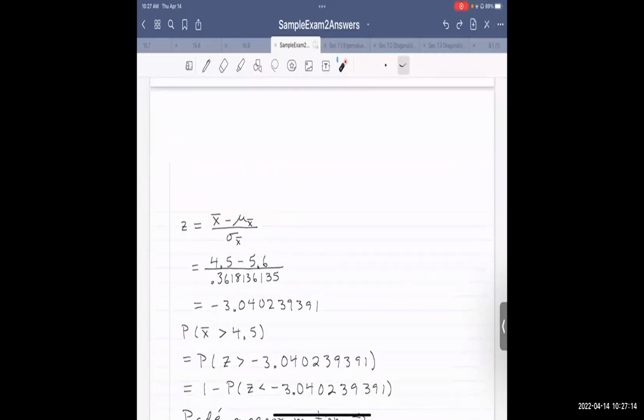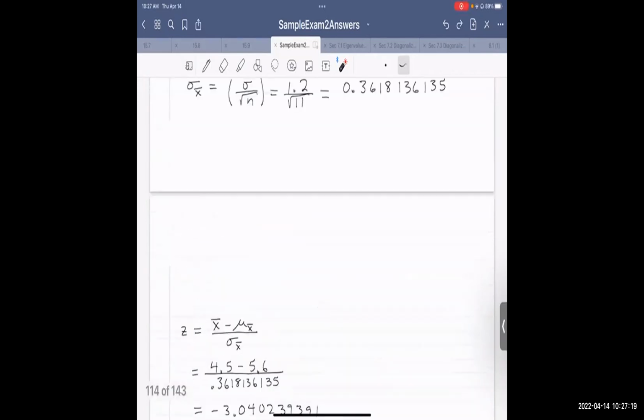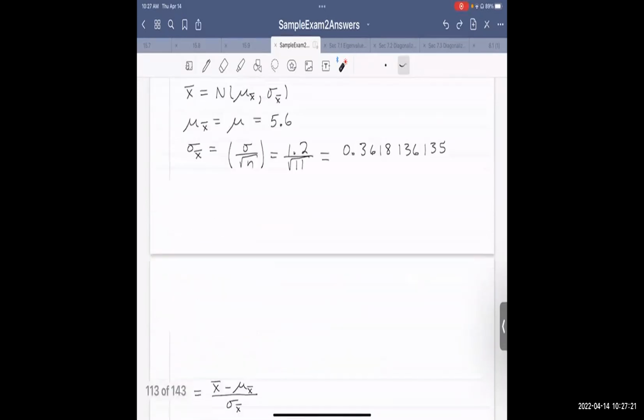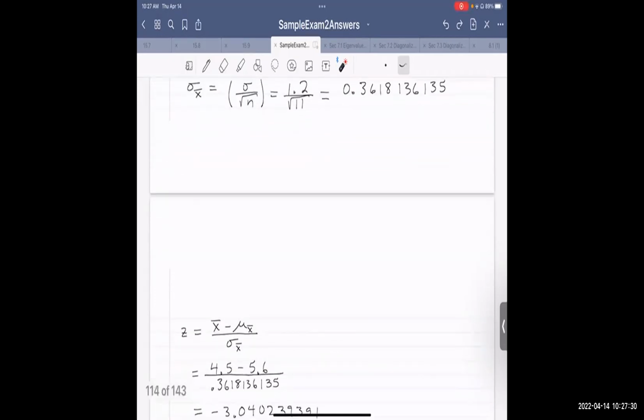So let's figure out Z. If I'm going to be using a table, then I need to standardize. So let's standardize this random variable. Z equals X minus mu over sigma. In this case, we're using sample means, so it's the sample mean minus the mean for the sampling distribution of all possible sample means, over the standard deviation for the sampling distribution of all possible sample means.